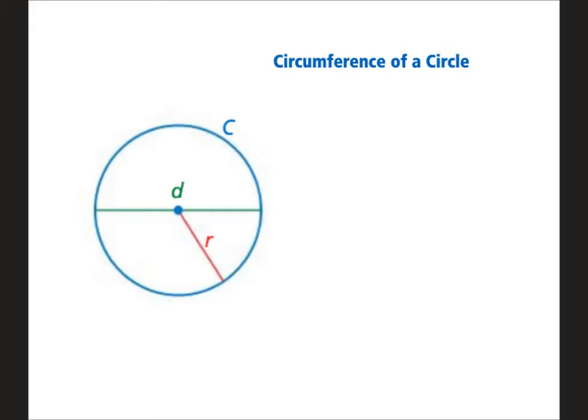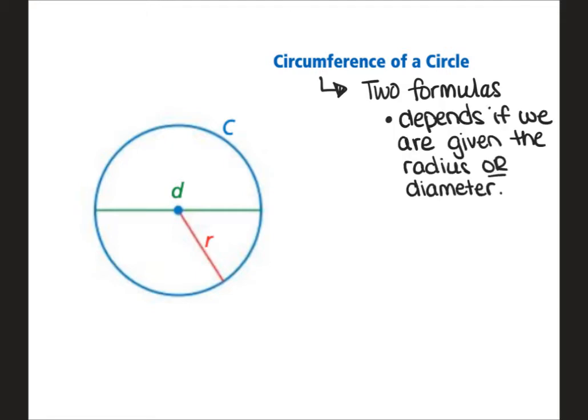So to find the circumference of a circle, there are two different formulas, and we can choose which formula to use based on whether or not we're given the value of the radius or the diameter. If the radius is given, we can use the formula C equals 2 pi r. Or if we're given the diameter, we can use the formula C equals pi times d.